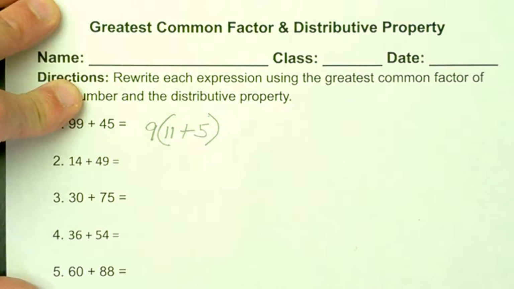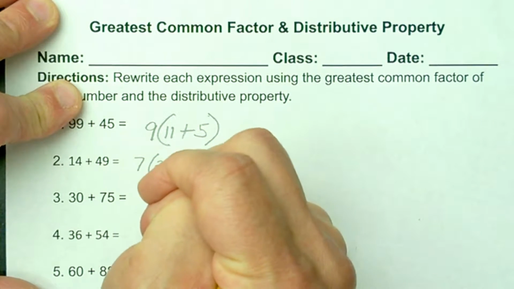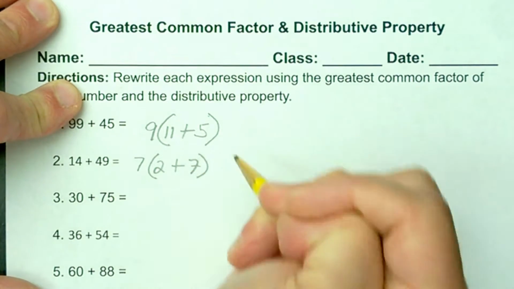14 and 49. Our greatest common factor would be 7. 2 and 7 are both prime, so I know I'm good.